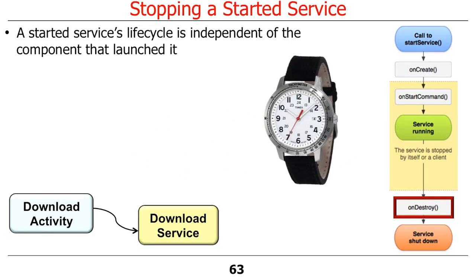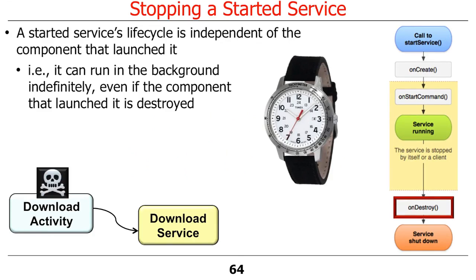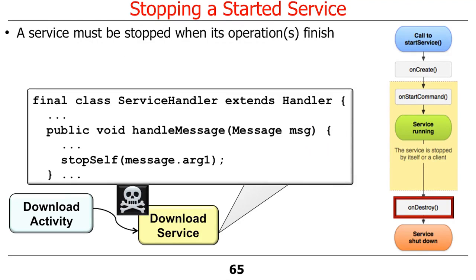Recall that a started service's lifecycle is independent of the component that launched it. Therefore, it can run in the background indefinitely, even if the component that launched it is destroyed. For example, if the download activity is shut down or killed, the download service can still continue to run. Having a service run indefinitely can chew up a lot of resources. So therefore, a service must typically be stopped when its operation or operations finish.